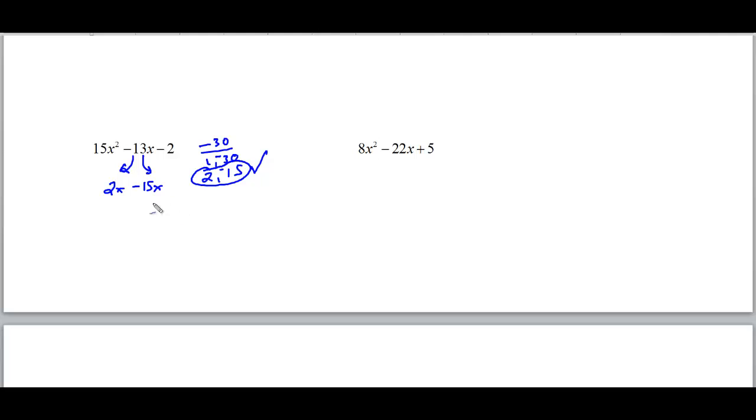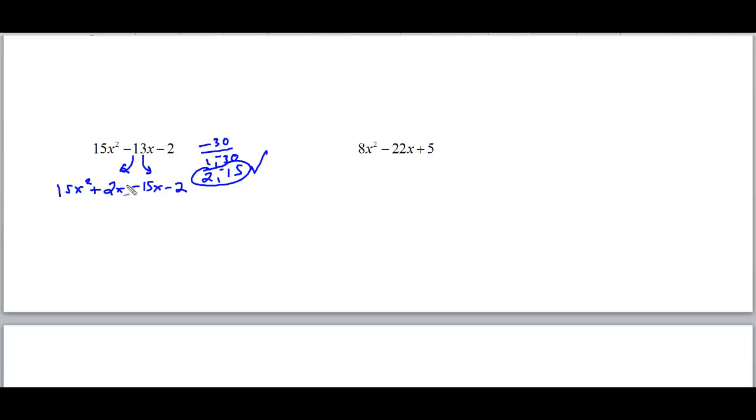This begs the question, well, what if I wrote my negative 15x first and my 2x second? The beautiful thing about this is that you can put these in any order, and it will give you the right answer when you do your factoring by grouping. And you can try it the other way. It's solid. It's such a great technique here.